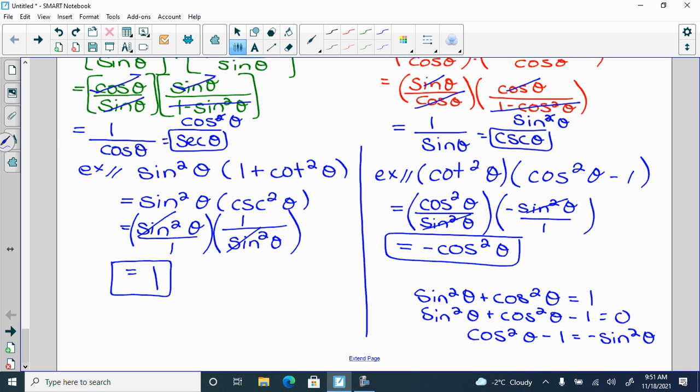There's no left side or right side. There's no equal sign. It says simplify it. It can't be a proof if proofs have equal signs.